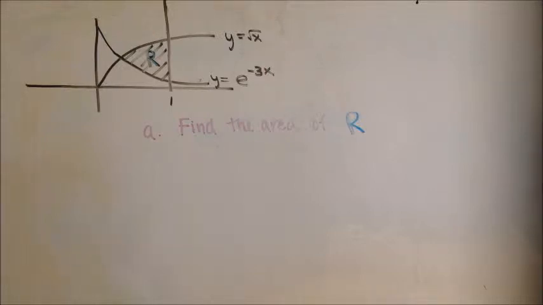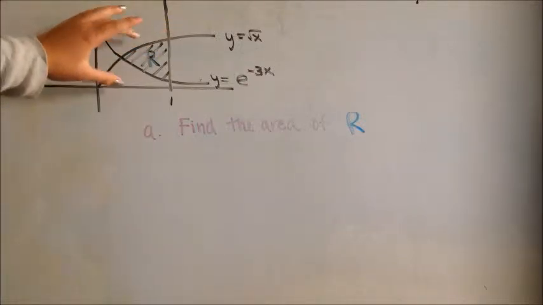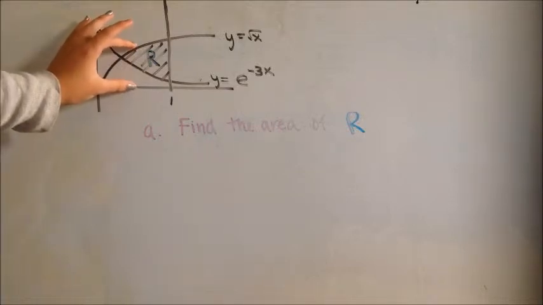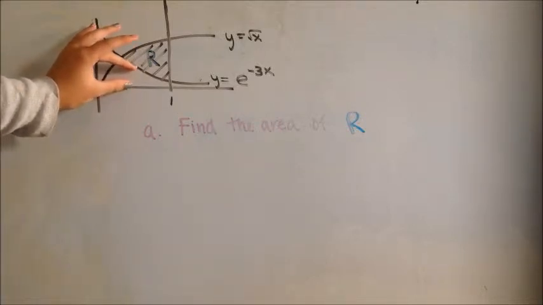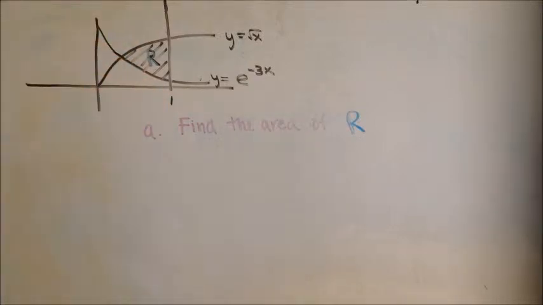First question, question A, says find the area of R. Now, before you start anything, you have to get an understanding of what they're asking when they say find the area. When they say area, you know that you're going to have to use integrals because you want to find the area under the curve. So one way to do it would be to say the integral of y equals square root of x minus the integral of e to the negative 3x. But of course you have to determine your bounds.